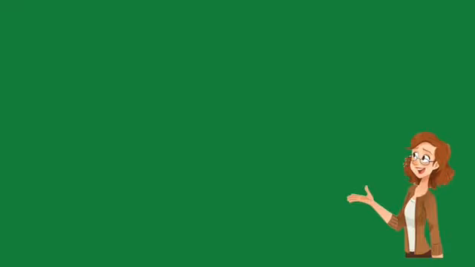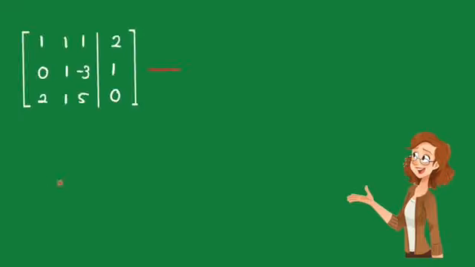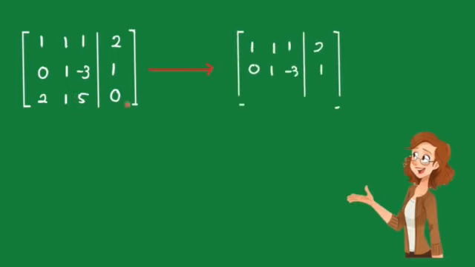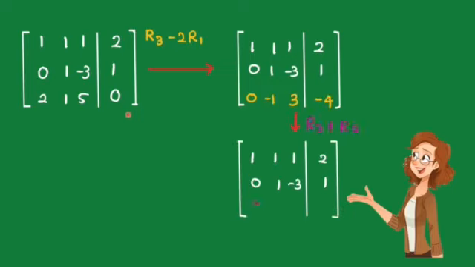For the next step, we want to change 2 and 1 into 0. So we use the equation R3 minus 2R1. All of the numbers in the third row will be minus 2R1. For the next equation, we use R3 plus R2 to make negative 1 to be 0.